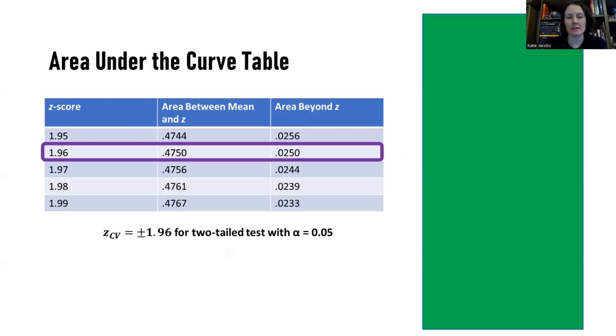So if we go into the area under the curve table, I kind of replicated the chart into our notes. We find that the z-score associated with the area beyond z of 0.0250 is 1.96. This means our critical values for a two-tailed test with an alpha level of 0.05 will be plus 1.96 and negative 1.96. And so then when we're drawing our normal curve, we'll have our critical values that separate our decision areas, and we would label those on our normal curve when we go to make decisions.